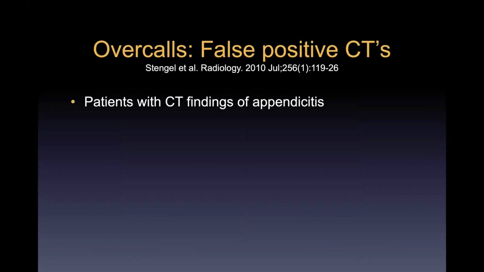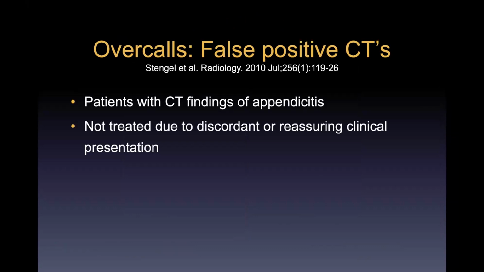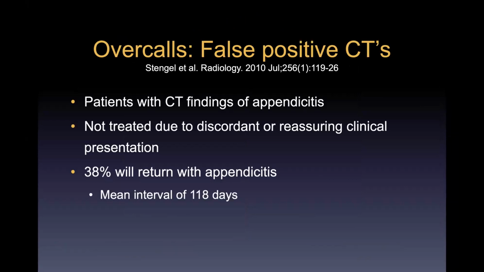And then lastly, the sort of interesting category where we call appendicitis at CT, the surgeons don't treat because it just doesn't fit clinically. The patient is too well, the signs are wrong. About 40% of these patients will return with appendicitis. And I don't mean that they'll come back the next day and the surgeons were just wrong. They will come back sometime over the next year or so. The mean interval in this study was about 118 days. And they have an increased incidence of perforation upon return.